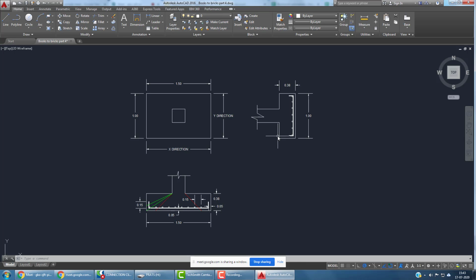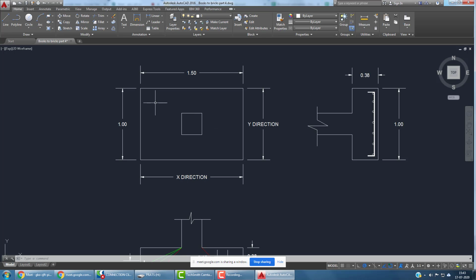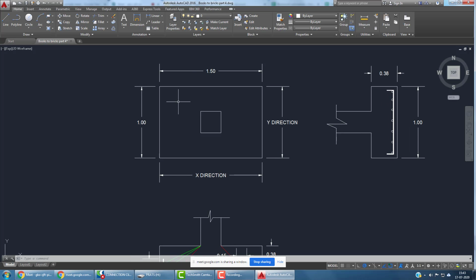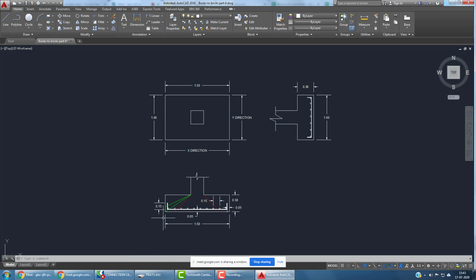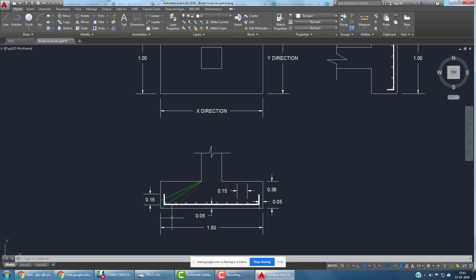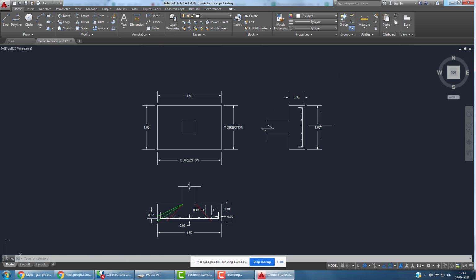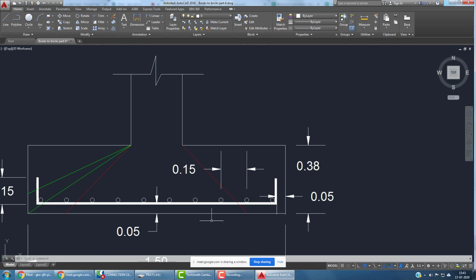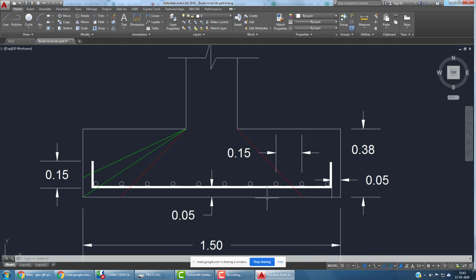Okay, now I thought I should be able to explain with the drawing more clearly, so I have drawn this. So let us take a footing of size 1.5 by 1. Okay, and this is my cross section along the longer direction, and this is along the shorter direction. Thickness is 0.38. So let us understand this section here.